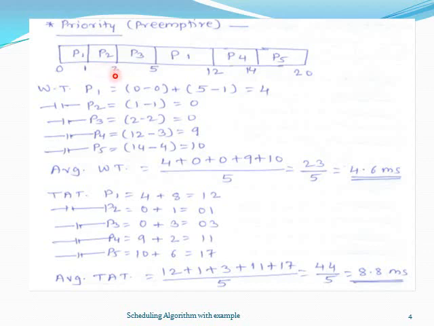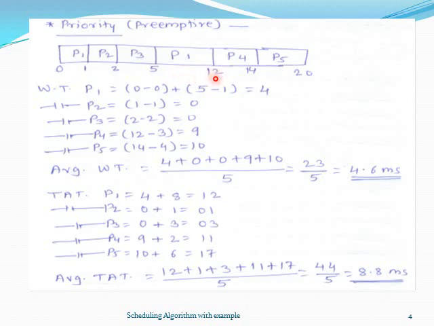After execution of process P2, at 2, process P3 arrives. The priority of process P3 is 2, which is higher compared to P1, so process P3 is scheduled. After completion of P3, we have process P4 and process P1, which have the same priority, that is 3. But when two processes have the same priority, they are scheduled in first come first serve order. That's why process P1 is scheduled first.